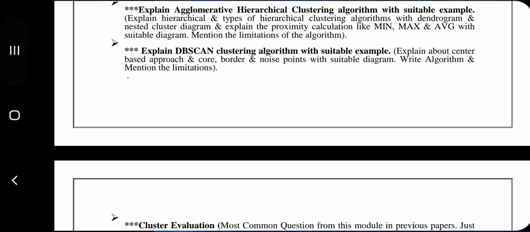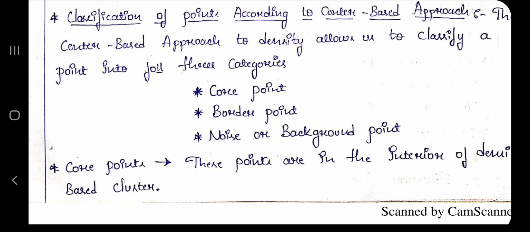So make sure you go through it very well. Okay, core point, border point and noise point. What are the key points you need to write here? That I will be explaining to you. What do you understand by the term core? Before moving on to the theory, first answer my questions.